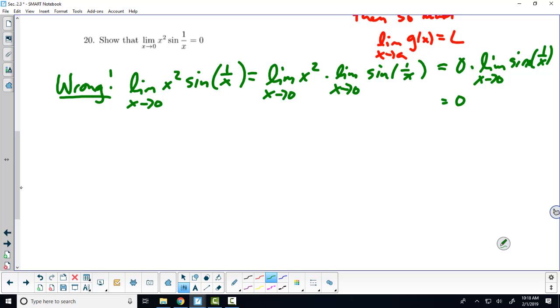Okay, there's two mistakes in this problem. First of all, 0 times a limit that does not exist, we don't necessarily know what that's going to become. Okay, so that's the first mistake. Okay, but that's not the one I want to highlight. There was another mistake here. Made a mistake right off the bat.